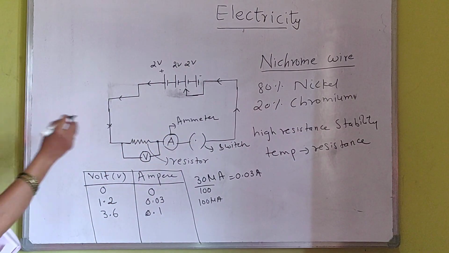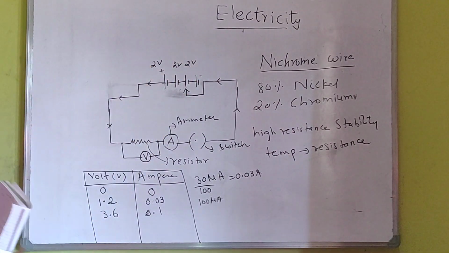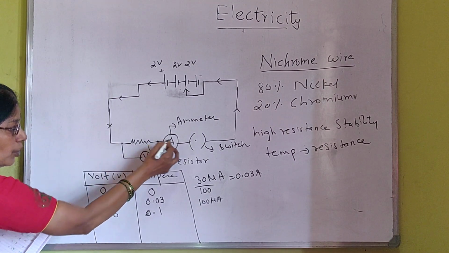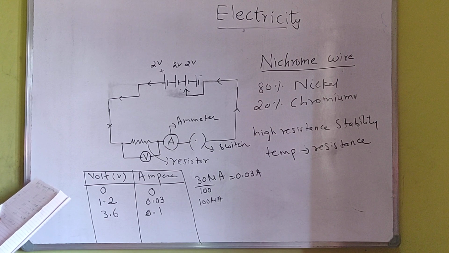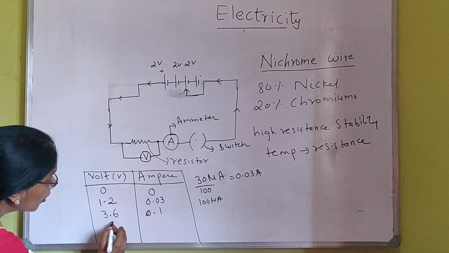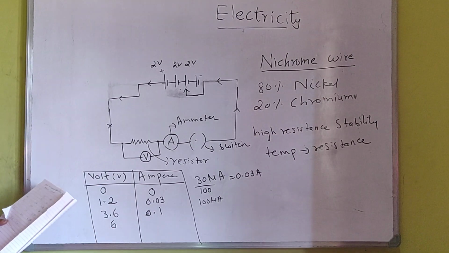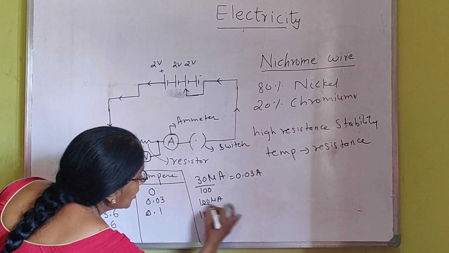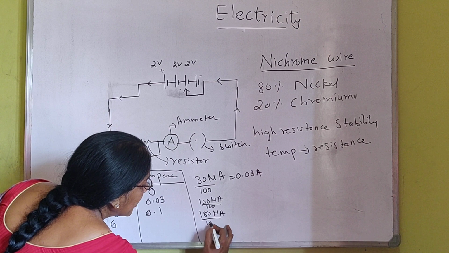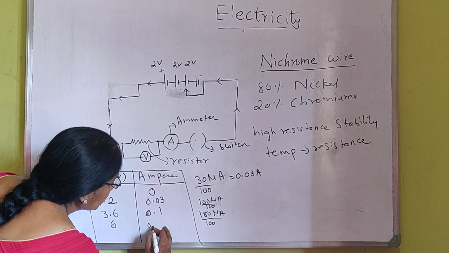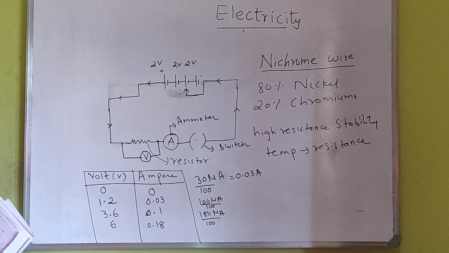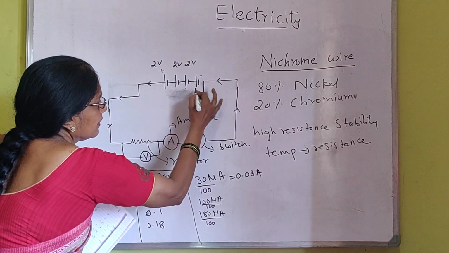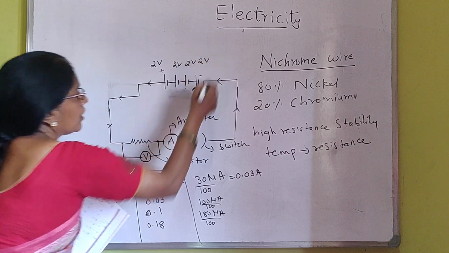So totally it became 2 plus 2 plus 2, 6 volts. He saw the deflection in the voltmeter and in the ammeter. In the voltmeter, the reading was 6 volt, and in the ammeter, the reading was 180 microampere, which when divided by 1000 becomes equal to 0.18.